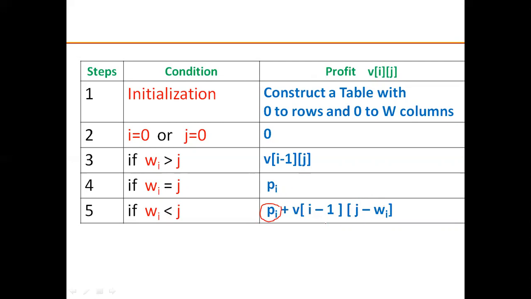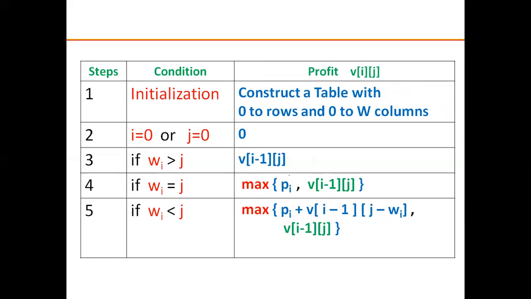Then go to the previous row and remaining capacity. Whatever profit we have earned in the previous row is also added to the current profit. So now, when weight is equal to capacity or less than capacity, we'll earn a new profit.